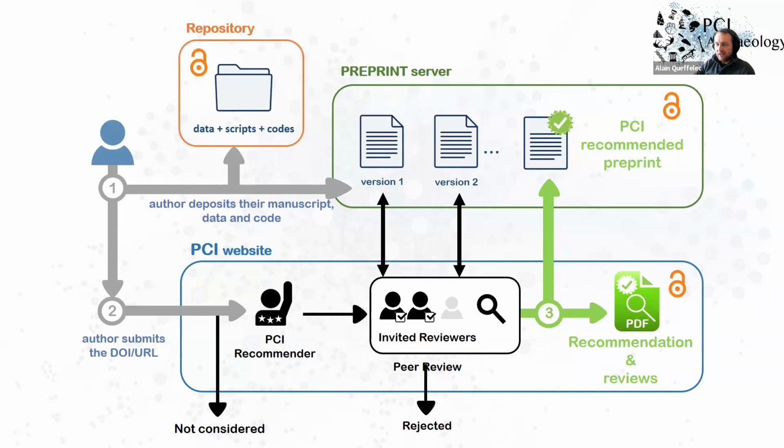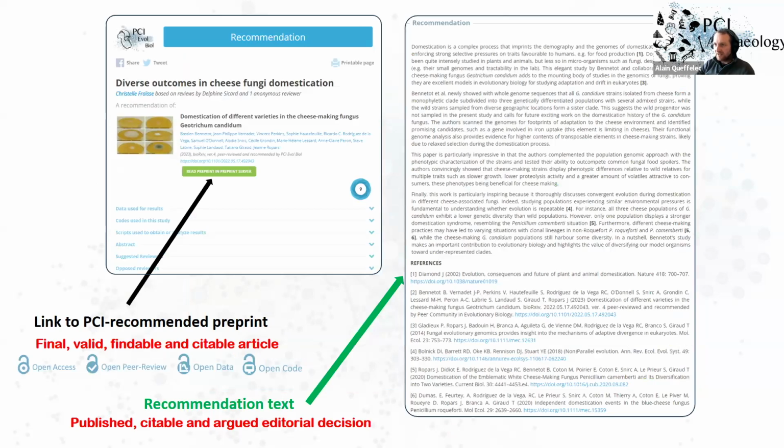And the recommender will write a short text, which explains why the paper is interesting to the community, why it's useful for the research, etc. And this text plus all the peer review process will be published on our website. So PCI does not publish the paper. PCI publishes the recommendation. You can see here an example. So this is what we publish at PCI. We publish the text you can see on the right with references, etc. And below that, everyone can read the reviews and the editorial decisions that were taken during the review process, etc.